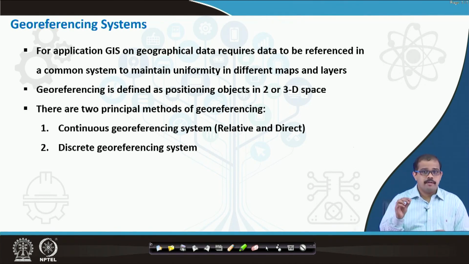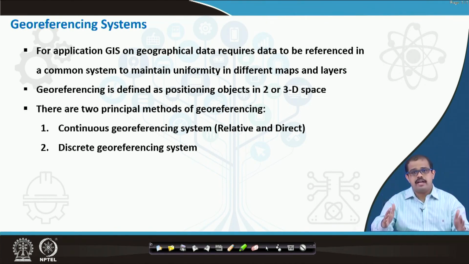When you start pinpointing, you are saying that this is the way I am looking at the earth surface. So that is why you need a georeferencing system. Next, georeferencing is defined as positioning objects in a 2 or a 3D space. So I gave an example of 3D earth, putting it in a 2D, but you can always look at a georeferencing system as the one wherein you are positioning your objects. It may be in a 2D space or in a 3D space.